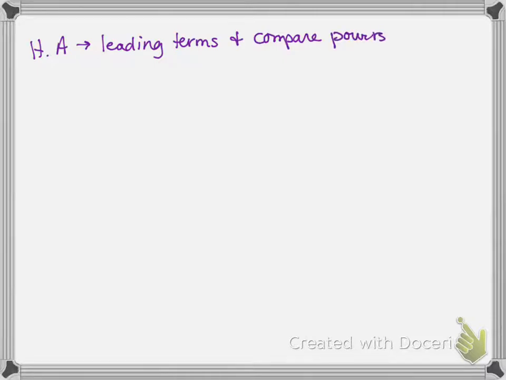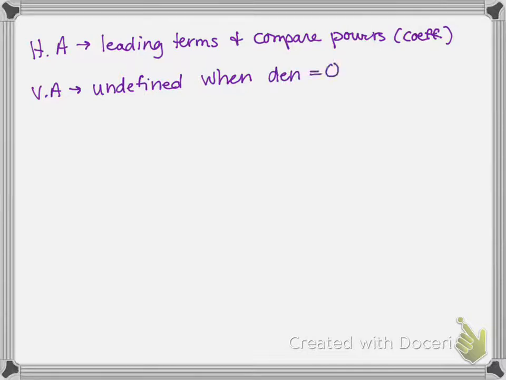Remember, horizontal asymptotes you can find from those leading terms and comparing their powers. Compare powers, maybe coefficients when they're the same. Vertical asymptotes are those undefined domain places. So it's undefined whenever the denominator equals 0.